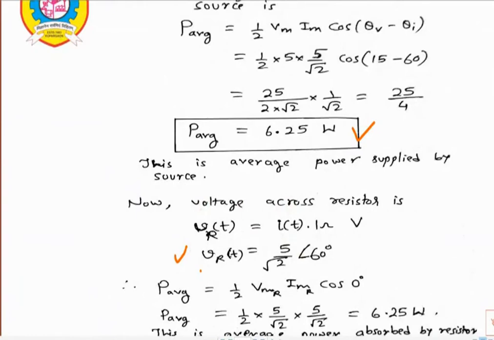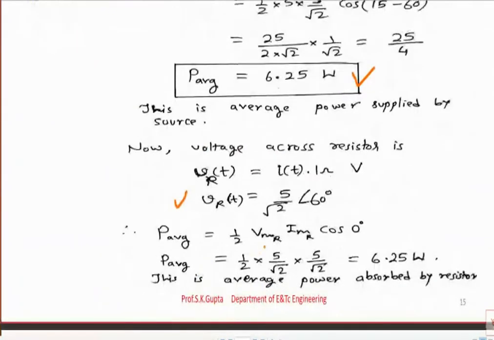Then average power across the resistor will be given by 1 by 2 Vm of resistor, Im of resistor into cos of (theta V minus theta I). Whenever a resistor is there, the angles of voltage and current are in the same phase. 60 minus 60 becomes 0 degree, and cos 0 is 1. For a resistor, our simple formula becomes 1 by 2 Vm Im only. So P average equal to 1 by 2 into 5 by root 2, Vm of resistor, into 5 by root 2, current Im, and if you solve this, you will get the answer as 6.25 watt. So this is the average power absorbed by the resistor.